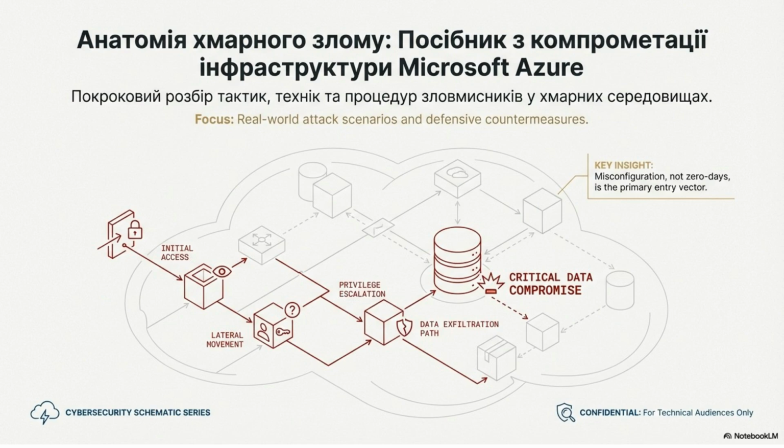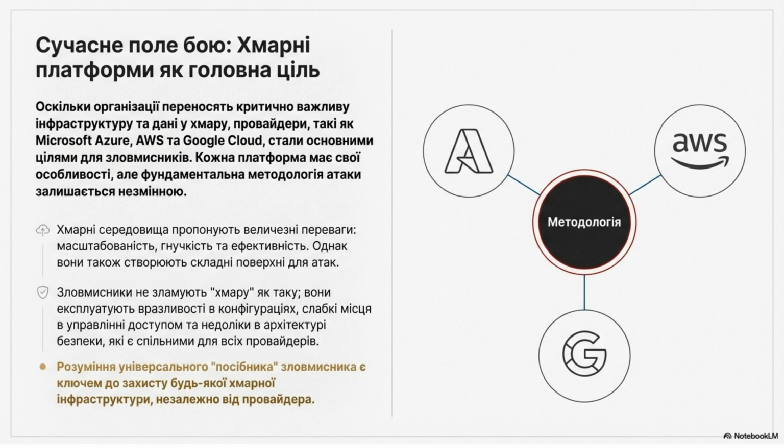This video explores the anatomy of a cloud breach, focusing on tactics and techniques used by attackers in cloud environments. We will concentrate on real-world attack scenarios and defensive countermeasures in Microsoft Azure. Cloud platforms such as Microsoft Azure, AWS, and Google Cloud are major targets. While each has unique features, the fundamental attack methodology remains consistent.